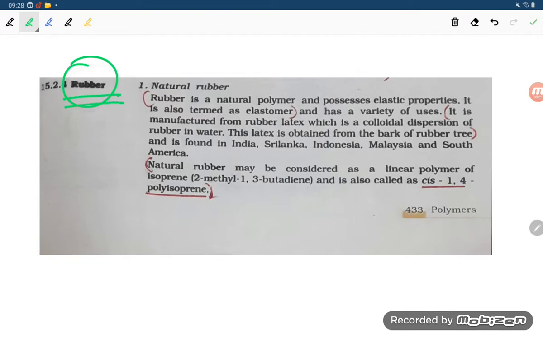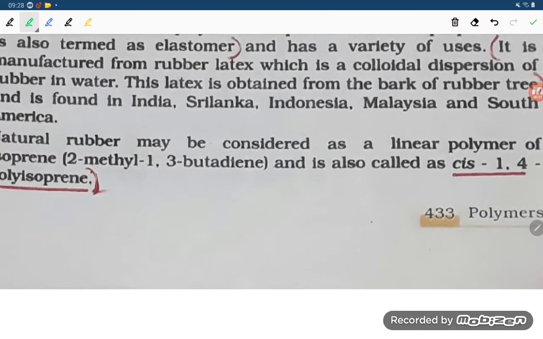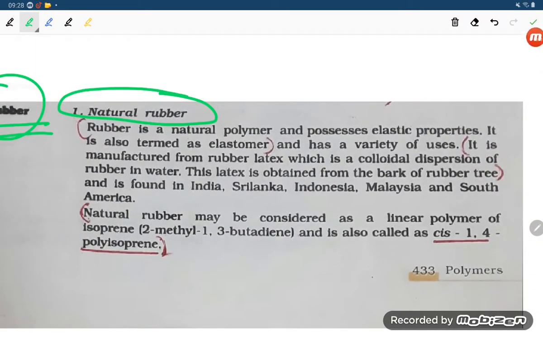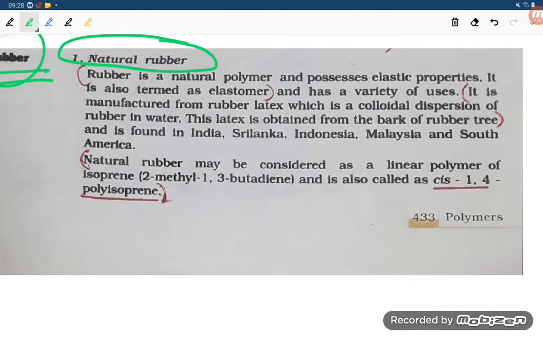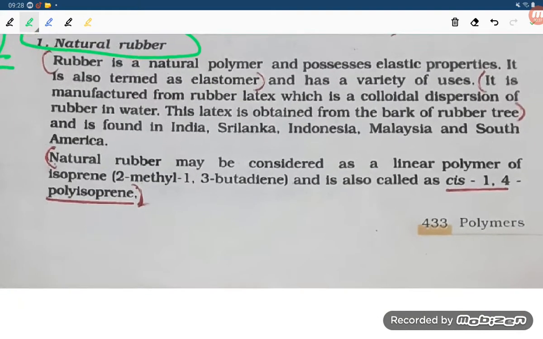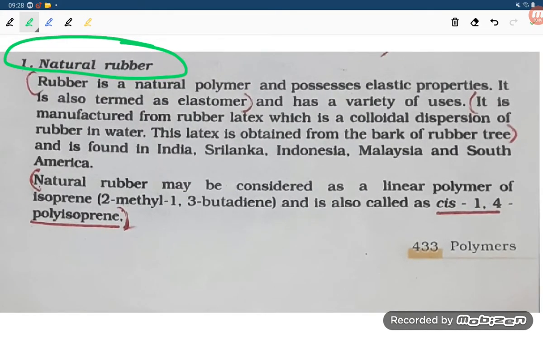There are two types of rubber, students. The first one is natural rubber and the second one is synthetic rubber. So let us have a look at natural rubber. Natural rubber is a natural polymer and possesses elastic properties. It is also termed an elastomer and has a variety of uses.